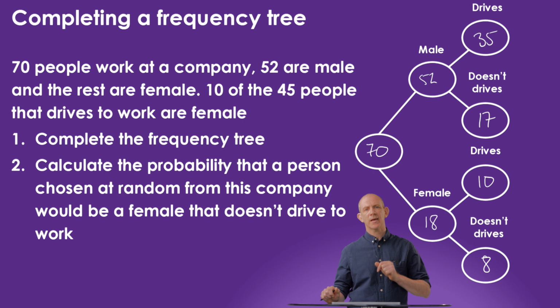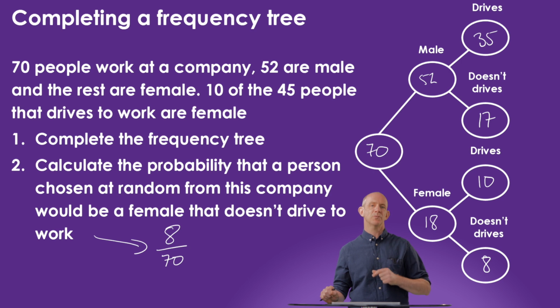We're also asked to calculate the probability that a person chosen at random from this company would be a female that doesn't drive. We can see that the number of females who don't drive is 8 out of a possible pool of 70 employees. So we can say that the chance of choosing a female that doesn't drive to work would be 8 over 70. This is a frequency tree, which is where you're dealing with the total numbers that fit a set criteria.